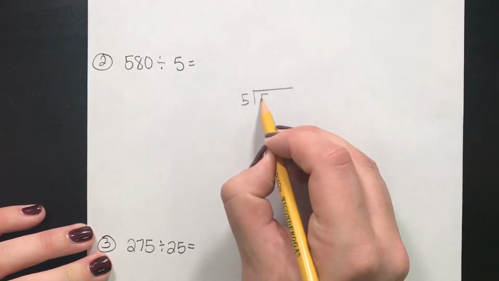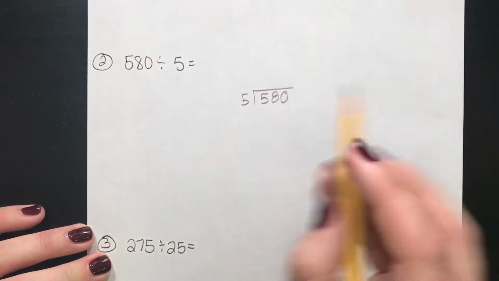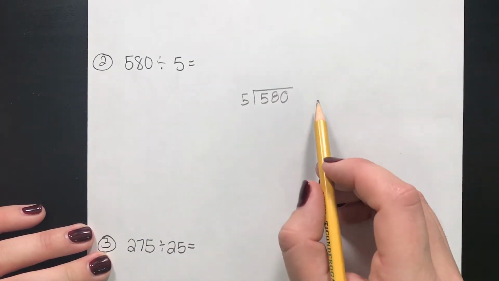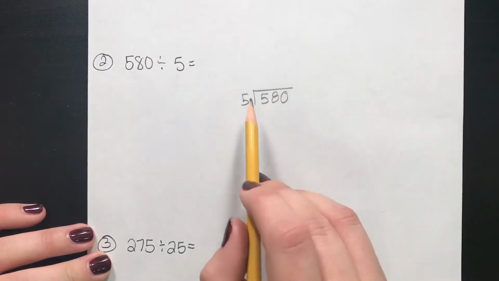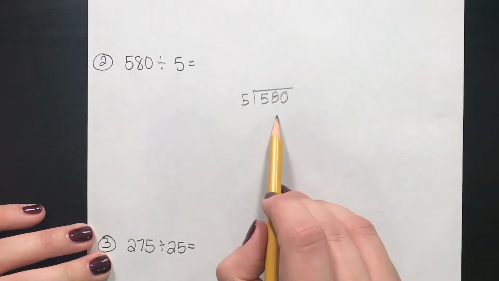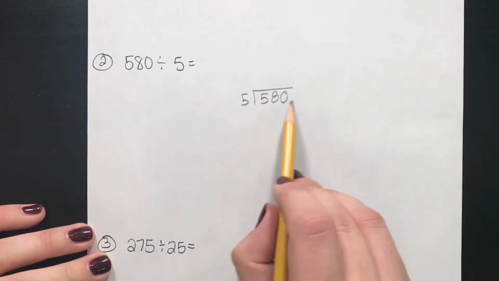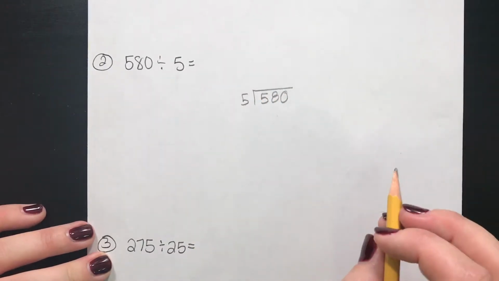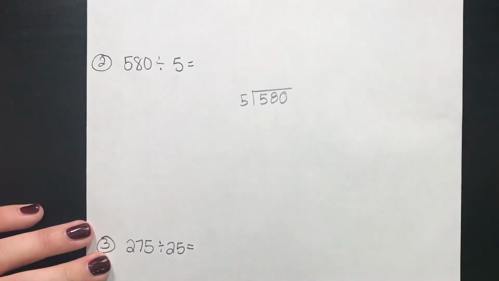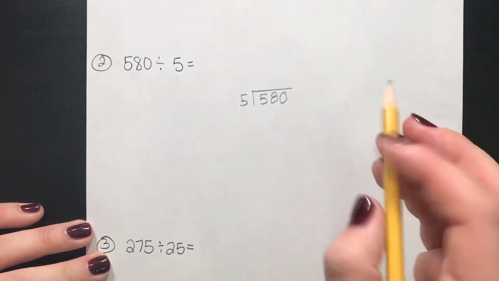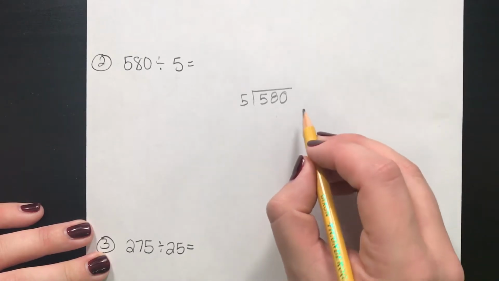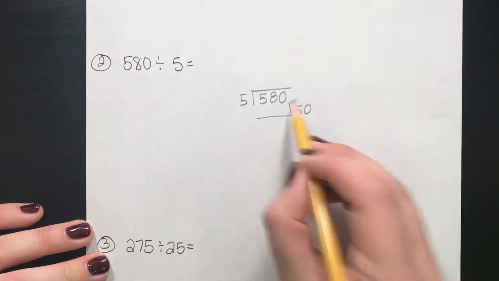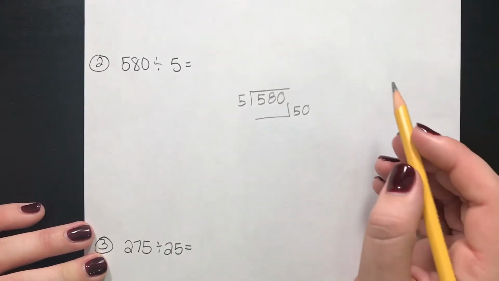580 divided by 5. So I could start with 10, which would be perfectly fine. It would just take me a long time to do. But I know that 5 times 10 is only 50. And since I'm trying to put 5 into a large number like 580, I'm going to actually bump up my first multiple that I'm going to multiply 5 by. And I'm going to start with 50.